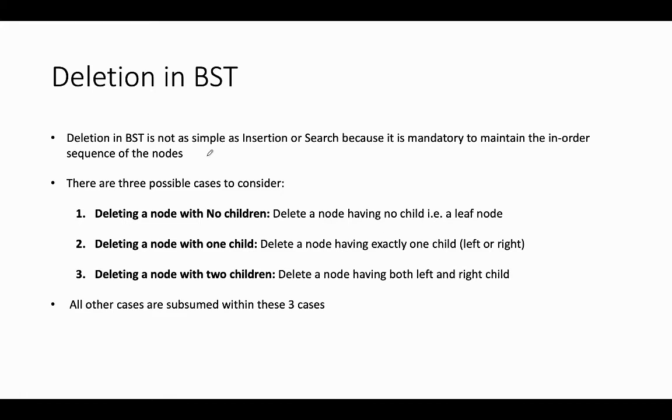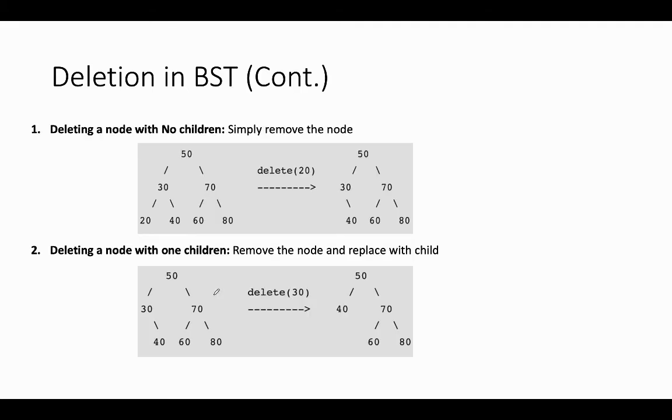So there are three possible cases to consider. One is deleting a node with no children. Second one is deleting a node which has exactly one child. And the third case is deleting a node with two children. And all other cases are subsumed within these three cases. So actually there are no other cases left, because we know it's a binary tree, so there can be at max two children to a node. Now let's look at each of these cases in detail.